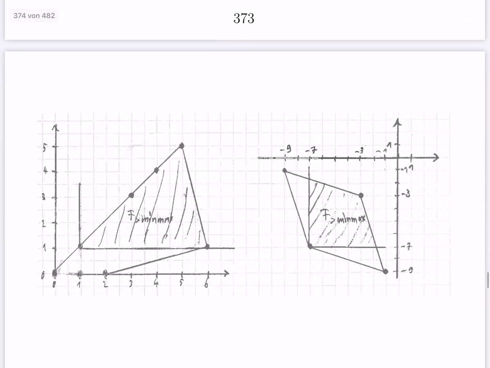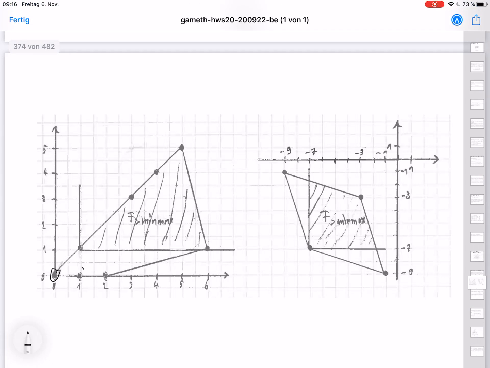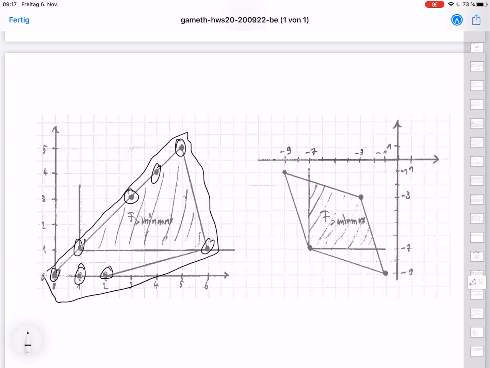So this is now the left picture. We have here the thick dots, these values: 0, 0, 1, 0, 1, 2, 0, 0, 1, 0, 2, 0, 1, 1, 3, 3, 4, 4, 5, 5, 6, 1. And 1, 1 is also this min-max value. So on one side we have here the convex hull of these values.